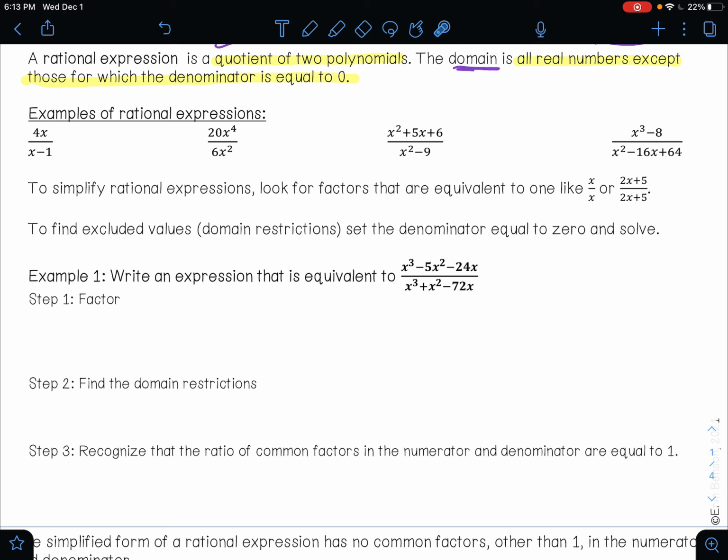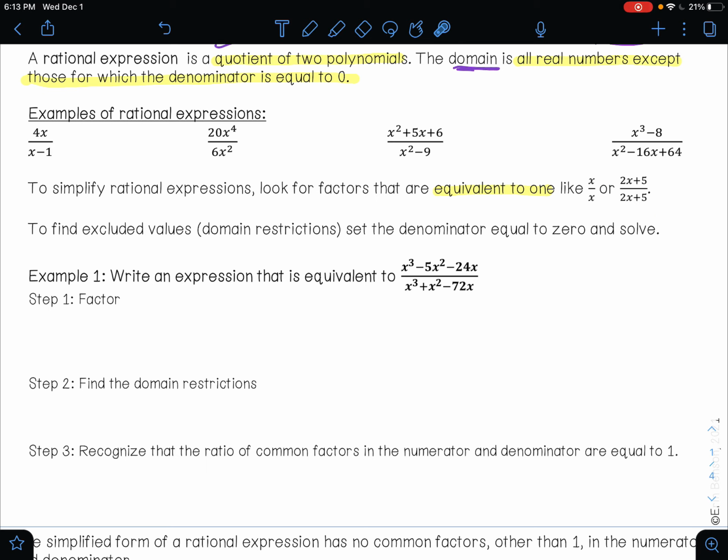To simplify rational expressions, look for factors that are equivalent to 1. Just like how 2 divided by 2 is 1 or 10 divided by 10 is 1, x divided by x is 1, and 2x plus 5 divided by 2x plus 5 is 1.